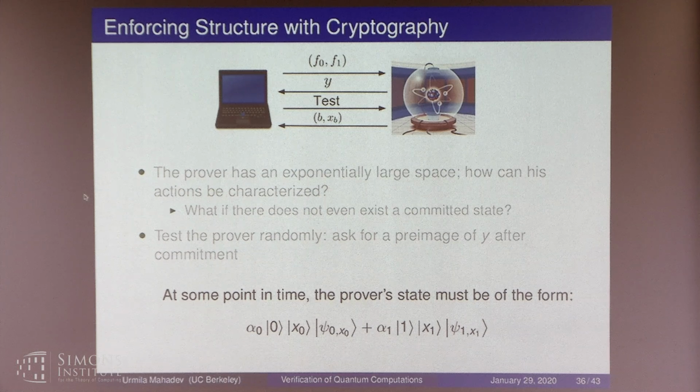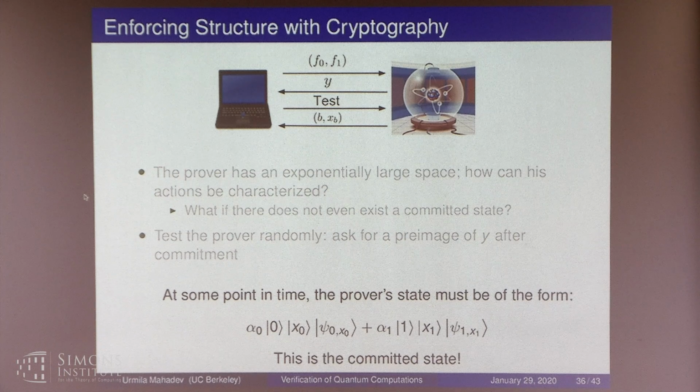So this is the first step, and it's probably the most important step because it's giving us some structure. And from here on out, we can work with the structure because now we have defined a committed state. So this is the committed state. It's a superposition over preimages. And now we just need to argue that he's behaving correctly on this committed state.